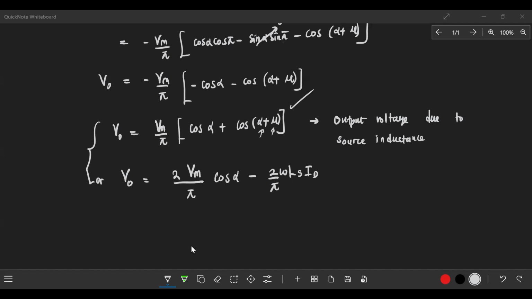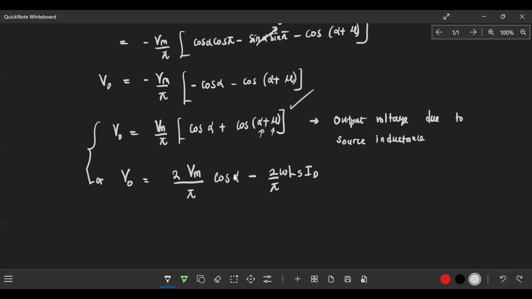As I was saying, these equations are important based on what kind of question you are given. This part here represents the voltage drop across the source inductance, 2 over pi omega LS and so on. This one here represents the voltage output without source inductance.